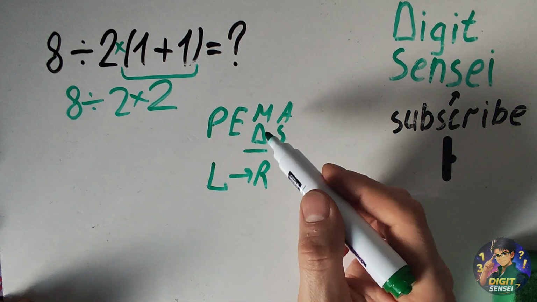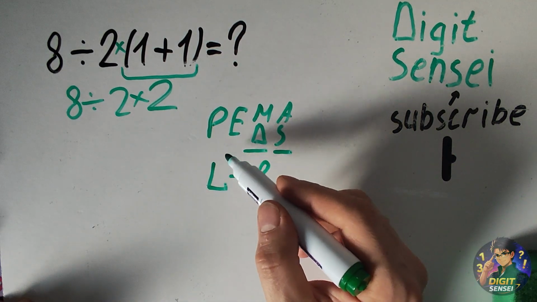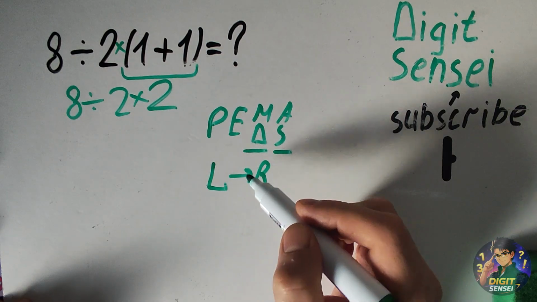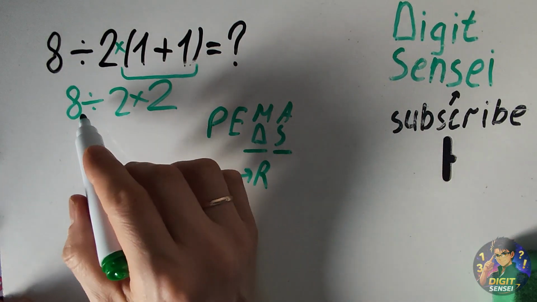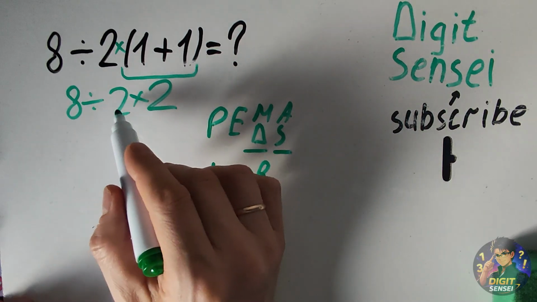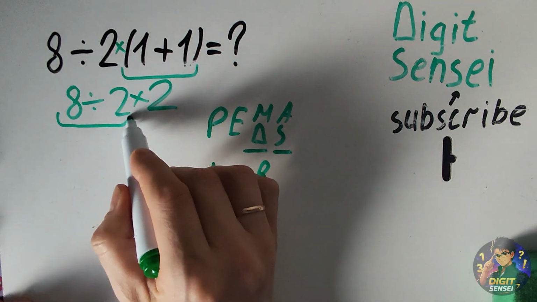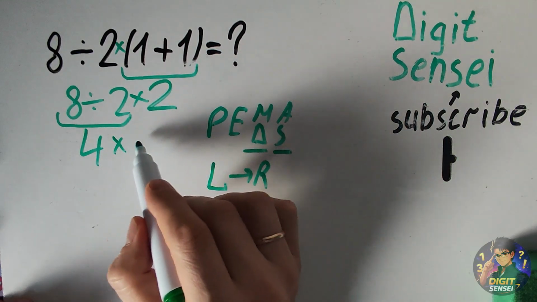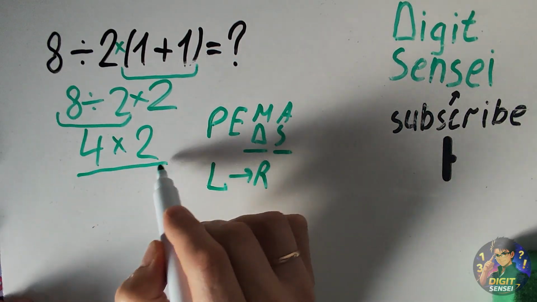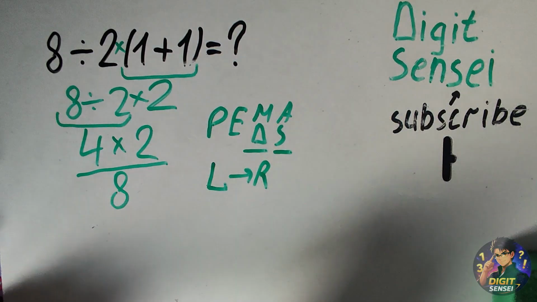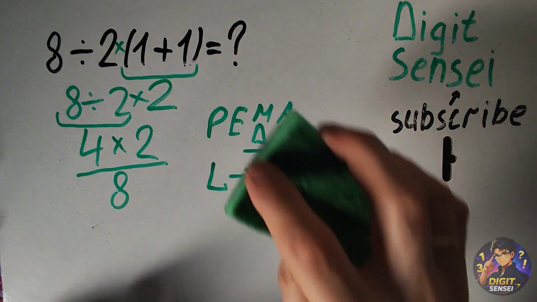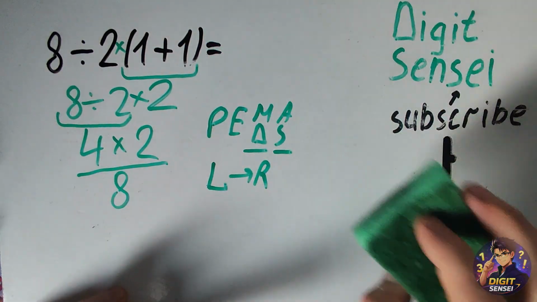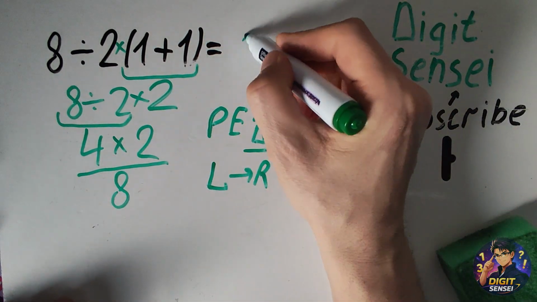As I said, multiplication and division have equal priority and you have to work from left to right. So here, first we have to do this division. 8 divided by 2 gives us 4. So we have 4 times 2, which equals 8. And this is our final answer to this problem. The correct answer is 8.